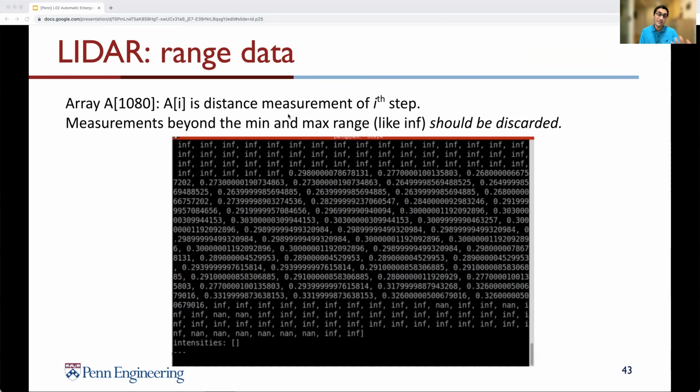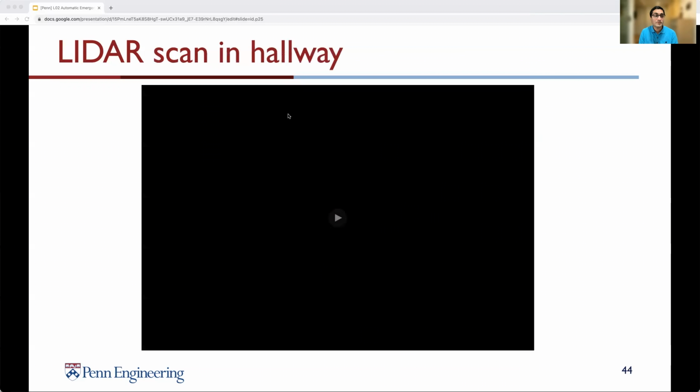Later on, when we start to look at reactive methods of mapless navigation, we'll see algorithms such as follow the gap that essentially use this information to do very agile collision avoidance and obstacle avoidance, and navigate quite dexterously through a corridor.